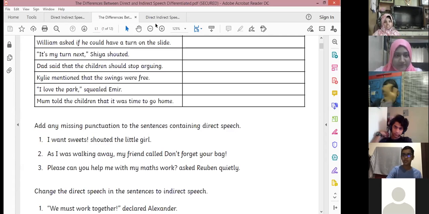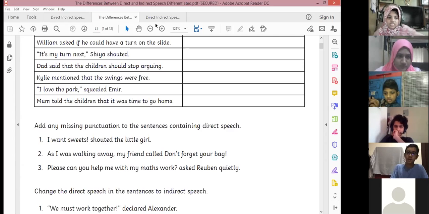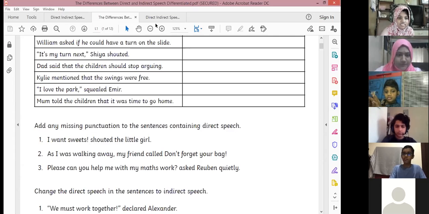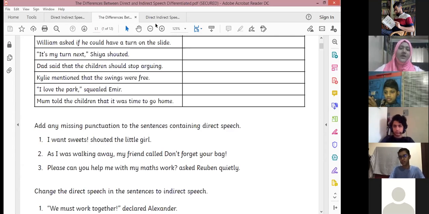Where would they be? Like 2 around, I want sweets. Okay. And another 2 around, don't forget your bag. Yes, very good. And please, can you help me with my maths homework? All right, perfect. And in the second sentence, there would also be a comma after called. My friend called, comma, then 2 inverted commas, don't forget your bag. Okay, very good. We'll stop here.